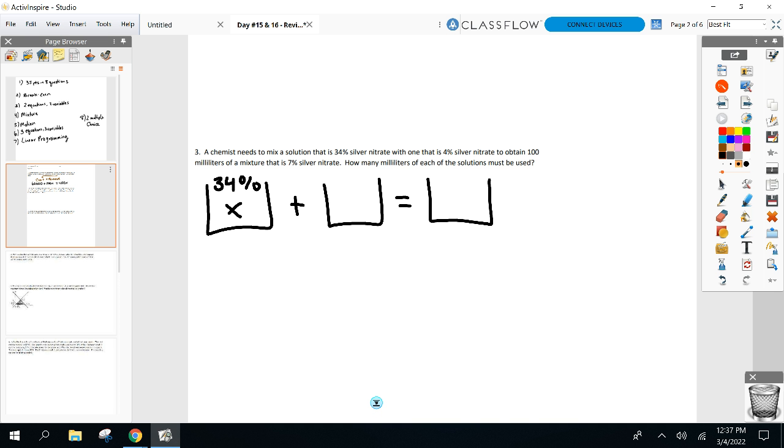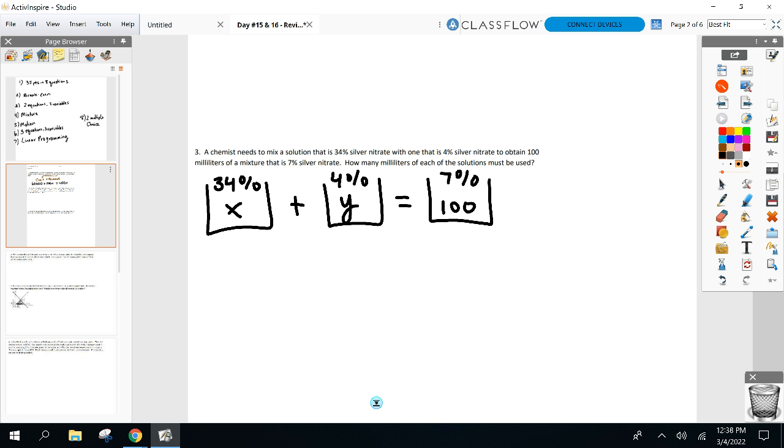What about the other solution I'm going to mix with it? 4% solution, right? Do I know how much I have of that? Nope. So that's the second variable, Y. And then mix those two together. What am I looking for? 7%. A 7% solution, but I do know how much I want, which is 100 milliliters. So that's why I'm putting 100 and not a third variable there.